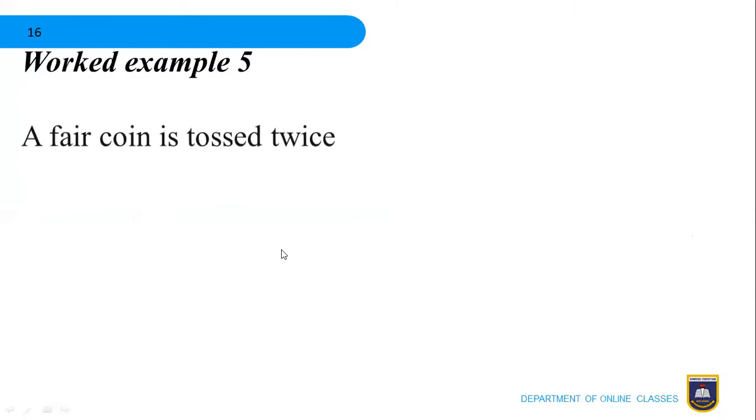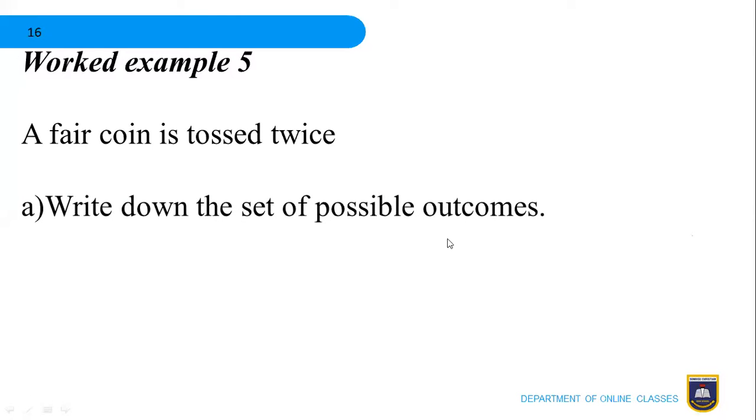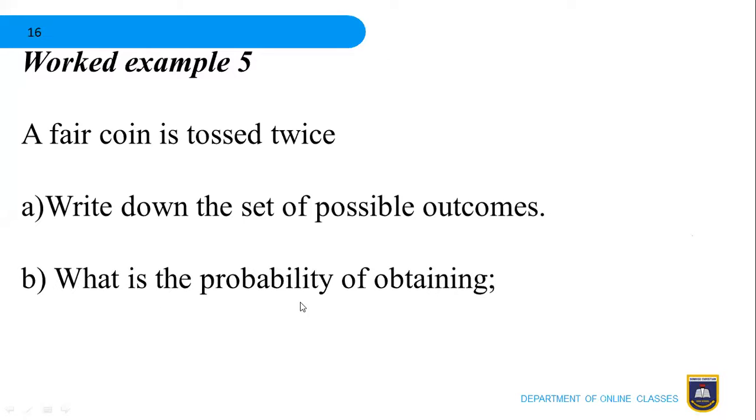Example number 4. So we have this example. A fair coin is tossed twice. So we learned about writing the sample space whenever a fair coin is tossed twice. We said if a fair coin is tossed twice, it's the same as tossing 2 coins once. So let's see what is going to happen here. Write down the set of possible outcomes. What is the probability of obtaining exactly 2 heads, which means that the 2 outcomes must all be head. Copy that. Let me give you what is on the next slide.